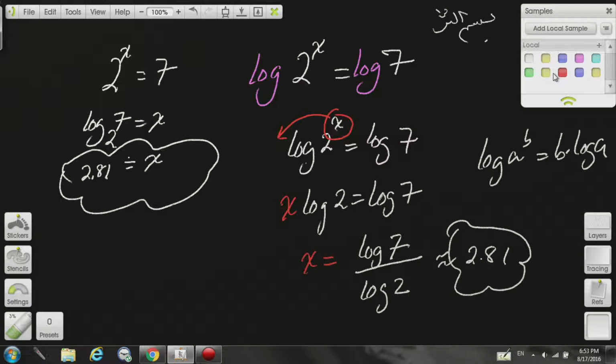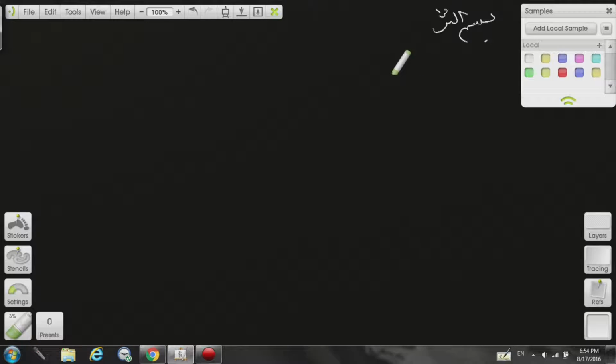Okay, so there were two ways to solve simple equations. First, by changing into a logarithmic form, and second, by taking logs of both sides. Okay, so we have learned two ways of solving this equation. So let's do some more examples. How about this? Let's just do another example of the same kind.